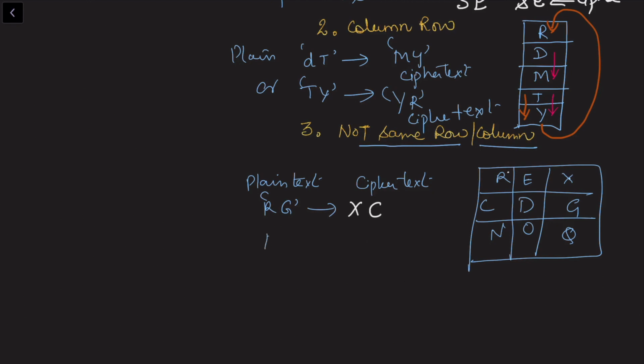Let's take one more example. Suppose that we have NX. N, we see that it is here, and X is here. In the row of the first letter N, we have Q, which is in the column of X. So N will be replaced by Q. And for X, we see the first row and then the column of N. So X will be replaced by R. Now following this, whether they are in the same row, the same column, or not in the same row or column, we can convert the plain text into cipher text.